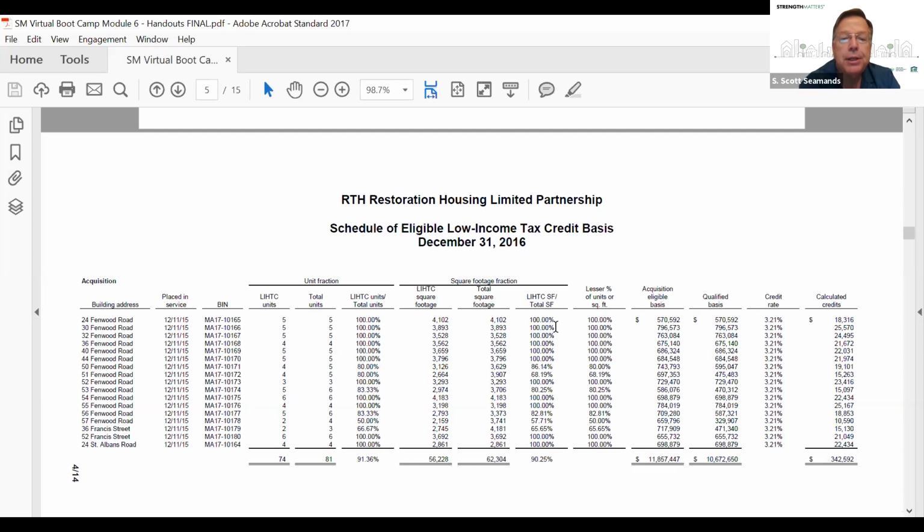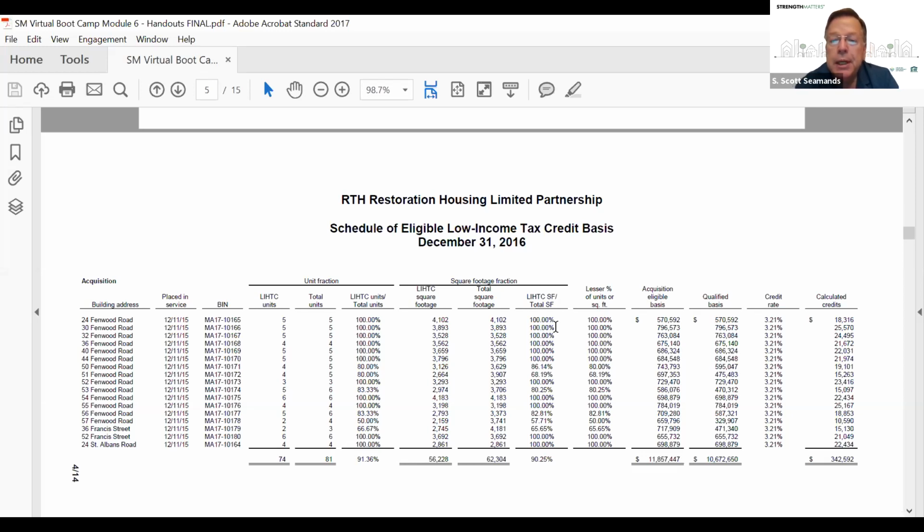So building by building, there's a calculation here of the low income housing square footage compared to the total square footage. In some buildings, it's the same because we have 5 low income units and 5 total units. But in other buildings, if you look down, find one that's different. For example, 51 Fernwood Road has 4 low income units, but 5 total units. So that's a ratio of 4 to 5, which is 80%. But square footage wise, the ratio is 68%. So apparently the tendency in that building is the low income units tend to be a little bit smaller than the market rate unit, because it produces a lower percentage, 68%.